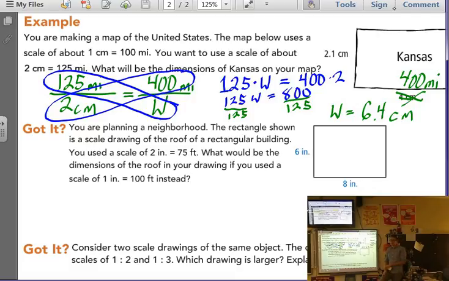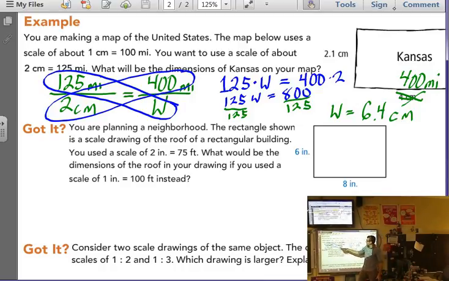I got 6.4. Can anyone verify that? Yep. Does anyone have questions? Please ask them now. So when you did 125 feet and 2 centimeters, how do you know when to put the 400 up there, or put the other one, like here?